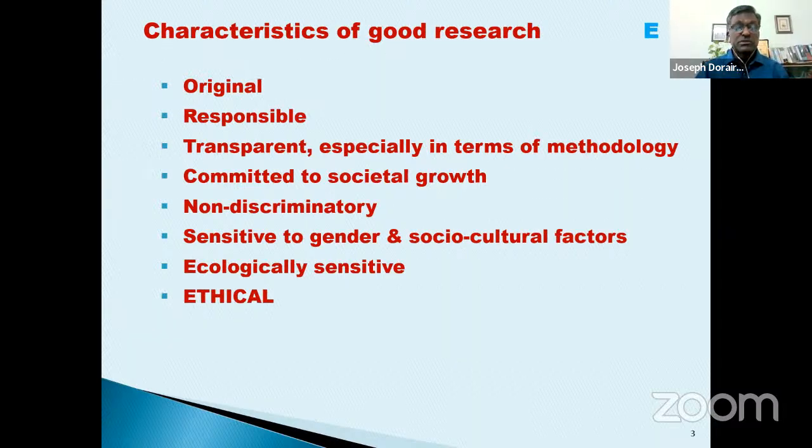Good research is non-discriminatory, and good research is sensitive to gender issues, socio-cultural, economic factors, and good research is ecologically sensitive. And finally, the most important one as far as my presentation is concerned, good research should be ethical, it should be legitimate, it should be acceptable, there should not be any fraudulent practices.